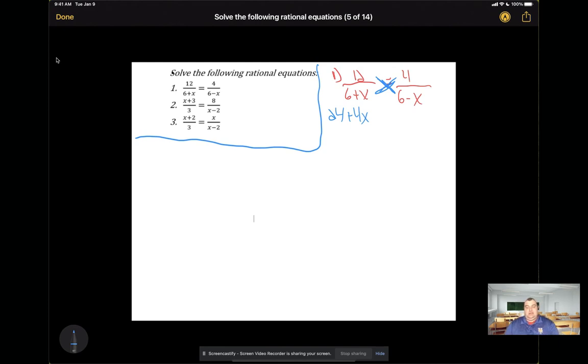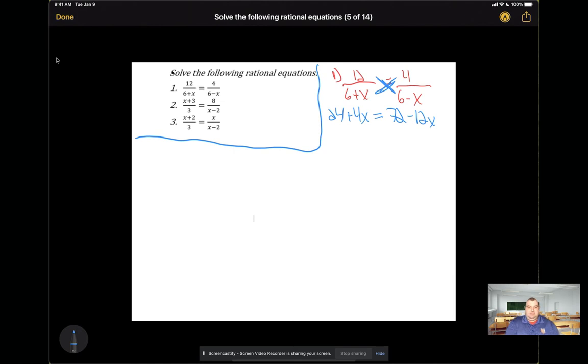So on this diagonal, 4 times 6 is 24, and 4 times x is 4x. So that's the one diagonal. On the other diagonal, 12 times 6 is 72, and 12 times negative x is minus 12x. You can see here that this is not going to be a quadratic. It's just a regular linear equation that we can solve like we normally do. So remember, when we solve linear equations, we want to move all of the variables over to one side of the equal sign, and all the constants to the other side.